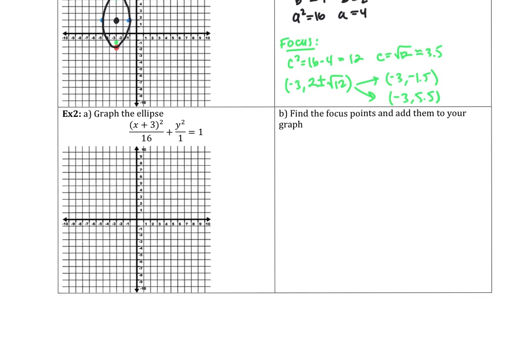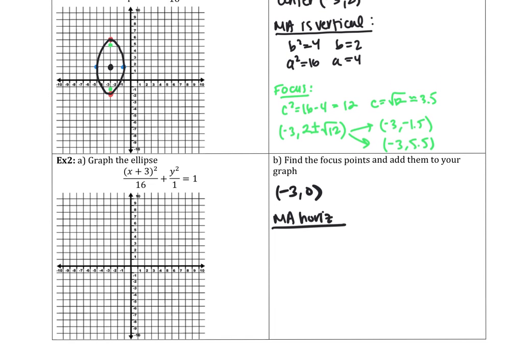Okay, I'm looking down here at this equation, and I notice the larger number is underneath the x value. So that means the major axis is going to be running horizontally. Therefore, this is a horizontal ellipse. I notice that I have a center of -3, 0. And the major axis is going to be horizontal, like we said.